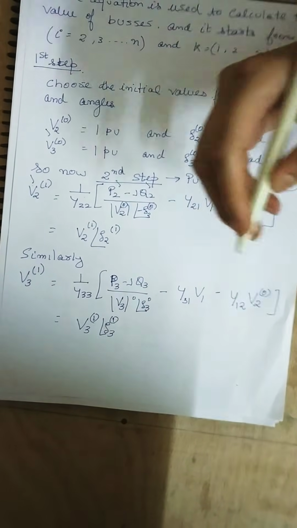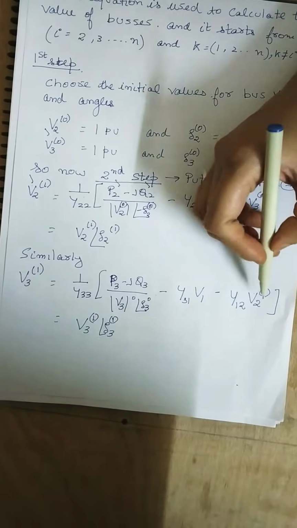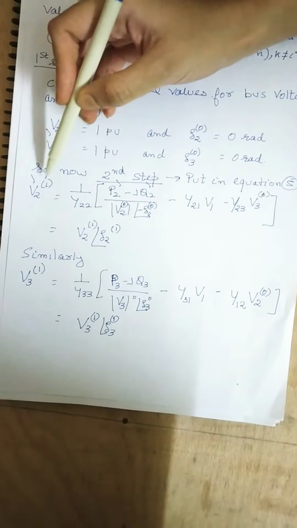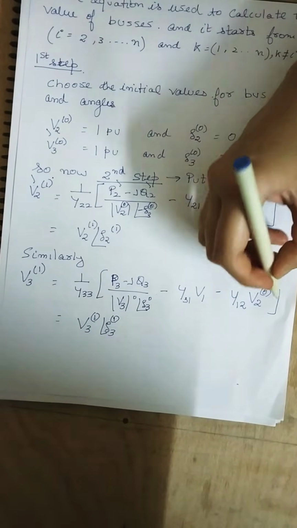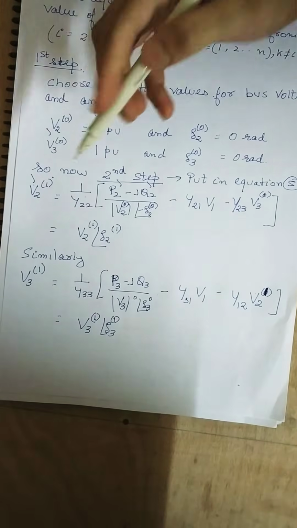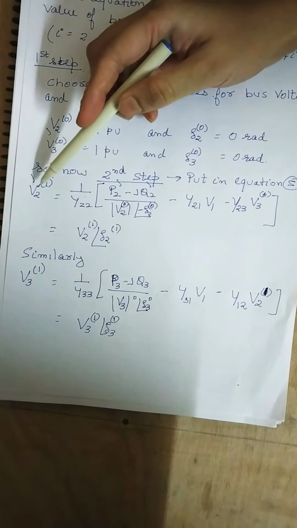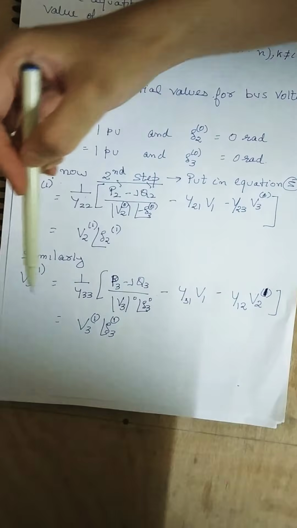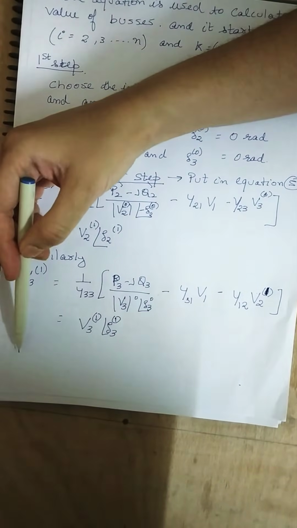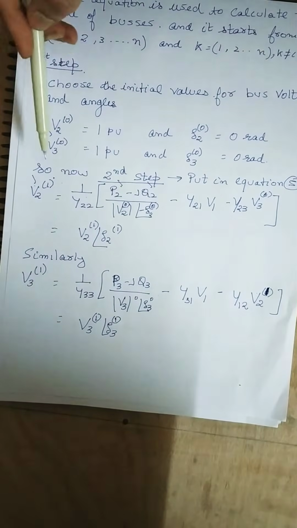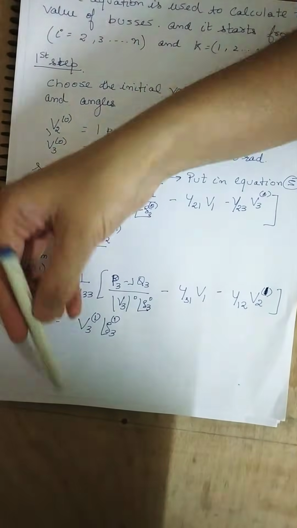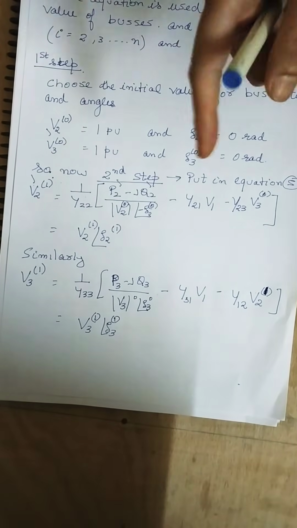Now the point to be noted here is that we should not take this value as 0, because we have already found V2 1. So we have to correct it and use V2 1 as the initial value for the next computation. So when we find V4 1, we will use V3 1 and V2 1 as the initial values in that particular equation. So on we will do our iterations, and we will get the result.